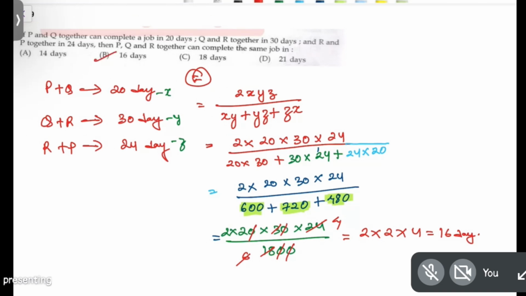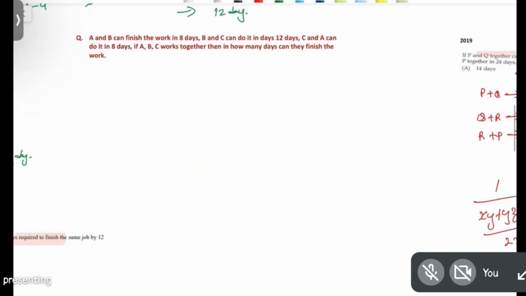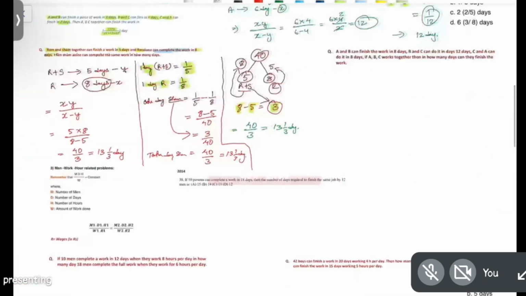Are we clear with this? Formula based? Any doubts here? Okay. Yeah, that type is done.